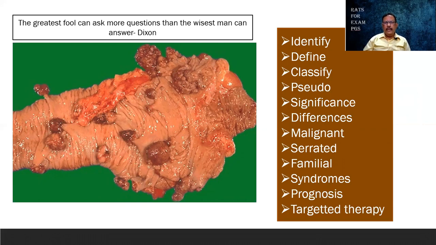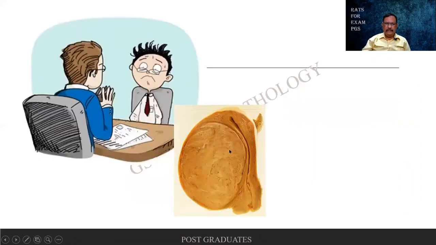Define a polyp. What are the types of polyps? How do you classify polyps? What is a serrated polyp? If you happen to be a very bright student, they would like you to get a distinction. Then they might ask you such questions. What is the minimum number of polyps that you should have for a familial polyposis, etc.